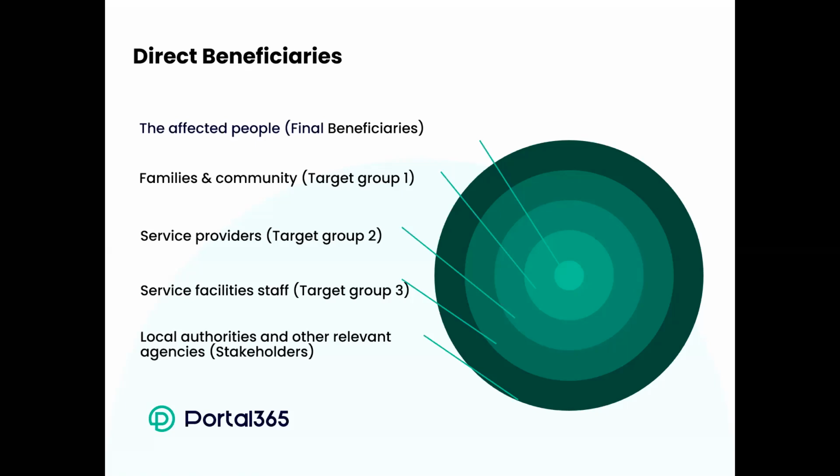Also, we will have what is called the target group. So we mentioned that these affected groups are usually influenced by these groups. So for example, families and communities are affecting the affected people. Also the service providers, whether they are education providers, for example, teachers, or health service providers like doctors and nurses and midwives. Also we have the service facilities staff, for example, the masters or principals of the schools, or we could have the health managers, the health supervisors, nutrition supervisors, and so on.